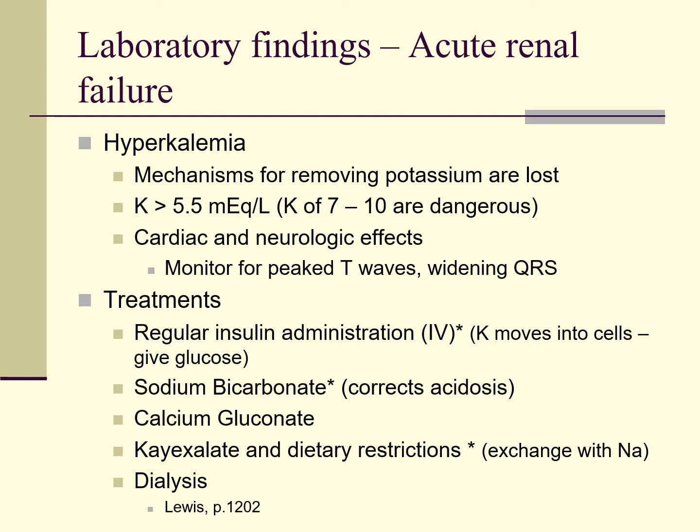But some examples then would be oranges and orange juice, bananas, avocados. Unfortunately, not a lot of guacamole if you have renal failure. And I think it would be dried, like raisins and prunes. So just be aware that there are some dietary restrictions for the potassium.